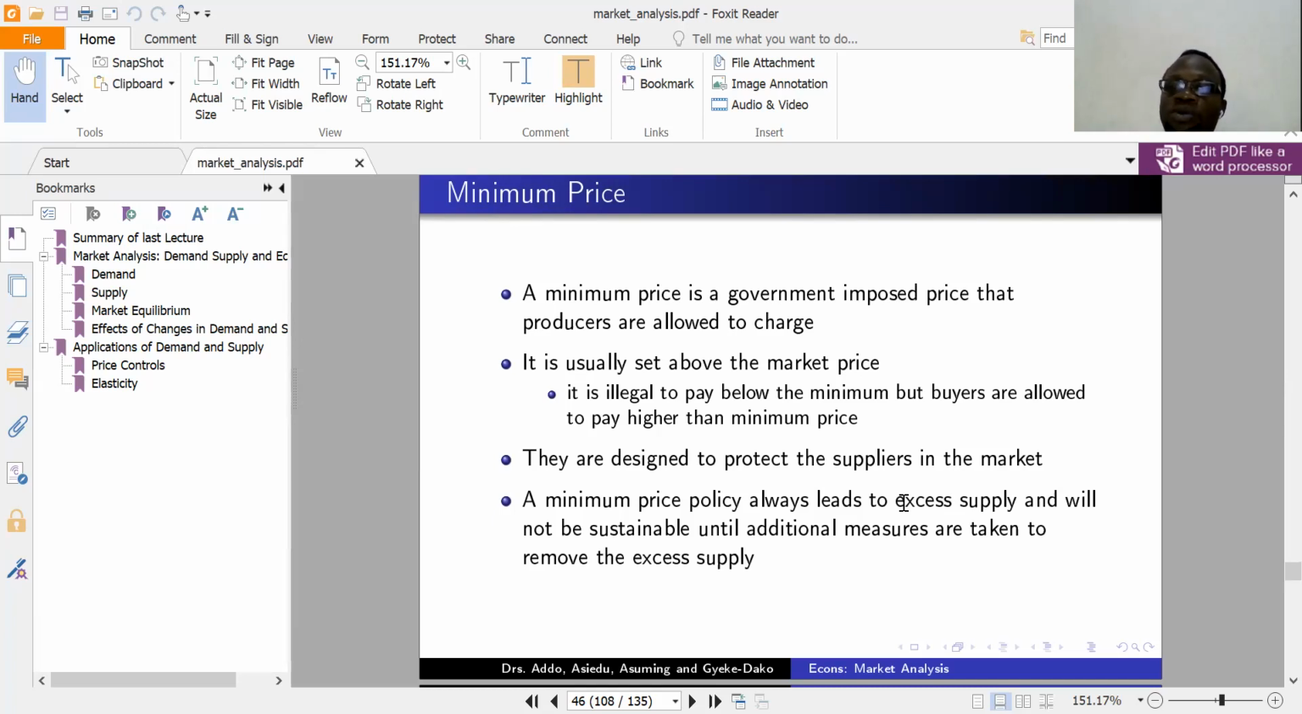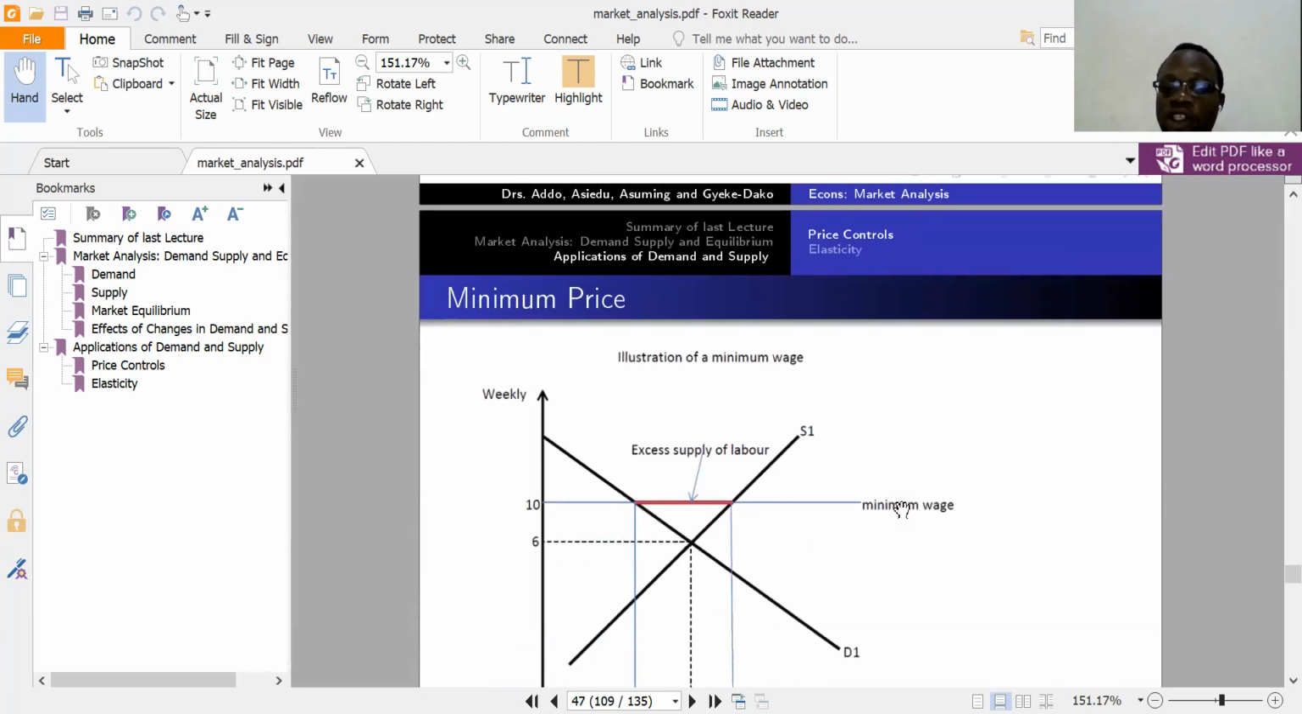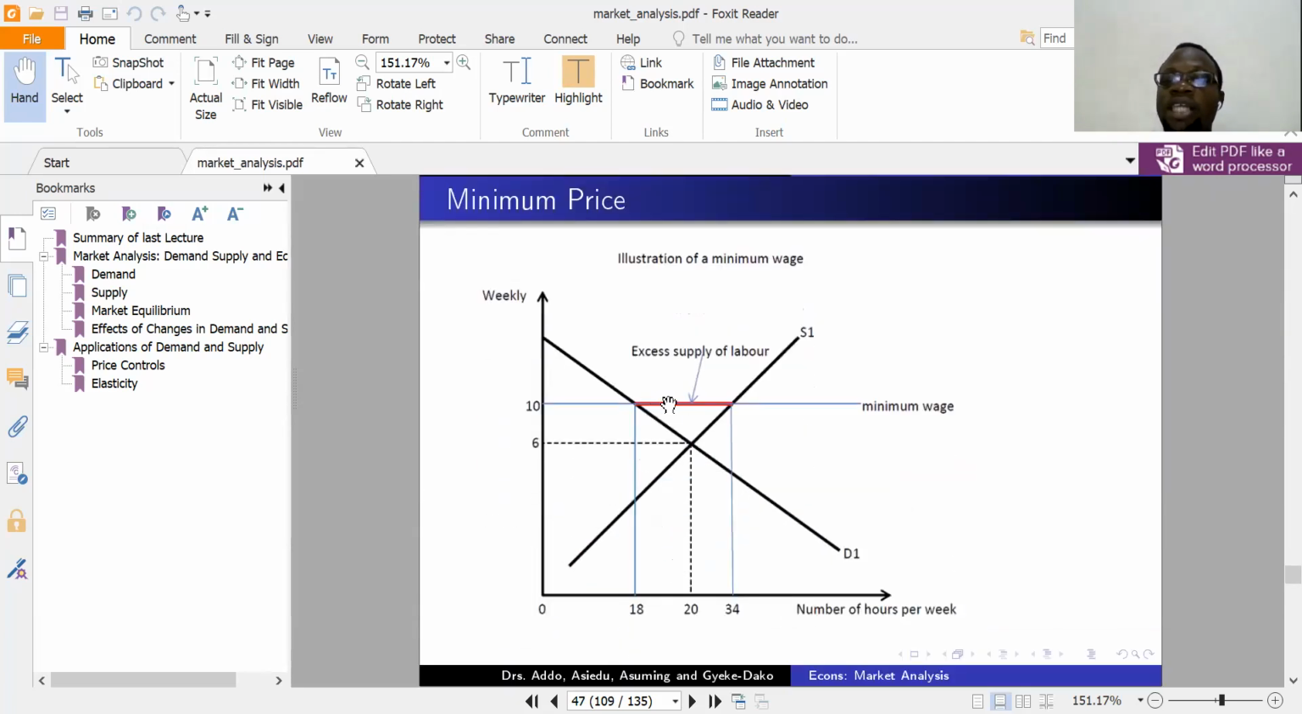Once you have excess, which I also explained last session, you have excess supply. Those who don't have a job because they are cleaners and the government says they should be paid 100 Ghana cedis, they will undercut the prices and they will move you back to equilibrium.